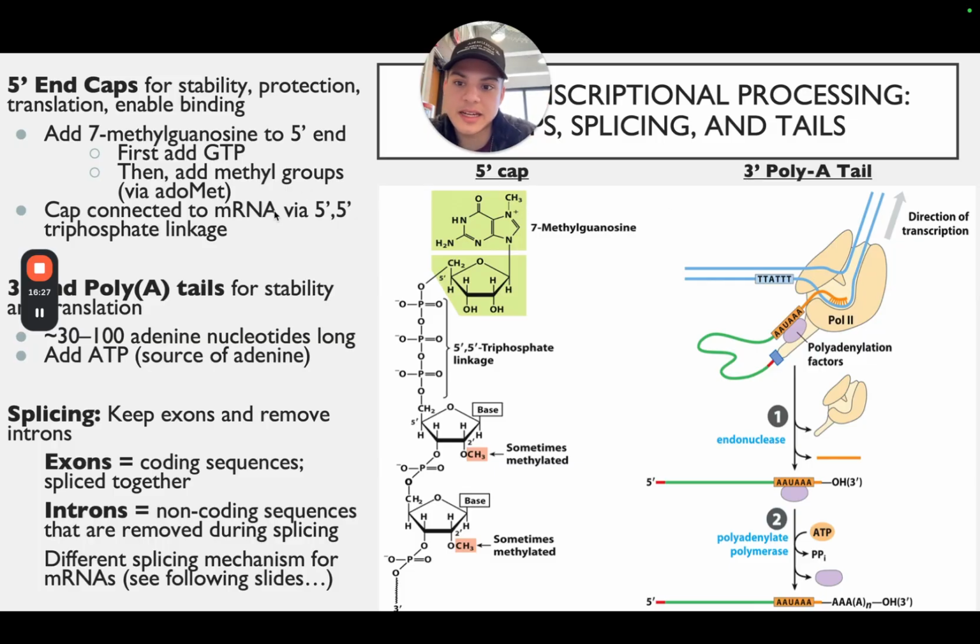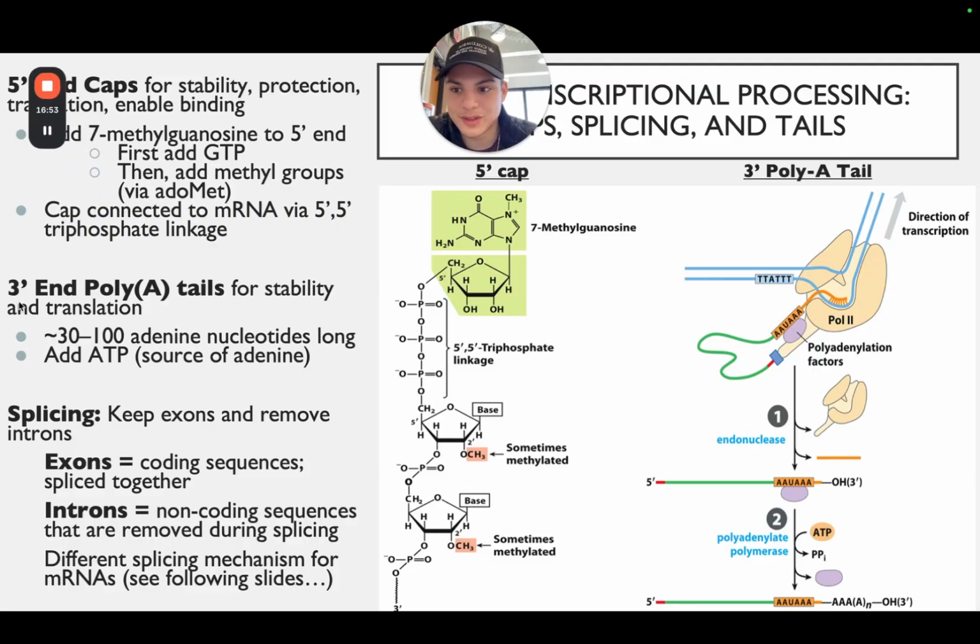Then the cap is connected to mRNA via a 5' to 5' triphosphate linkage. As you can see here, we have the 5' to 5' phosphate linkage, and that's what the 5' cap is. Again, the main functions are stability and protection of the mRNA transcript. We know it's super unstable for being a single-stranded helix, I guess you could call it.